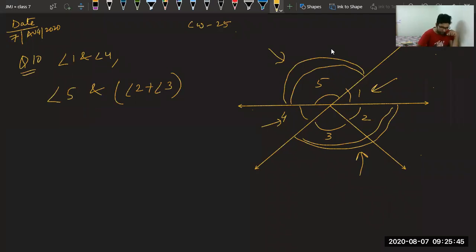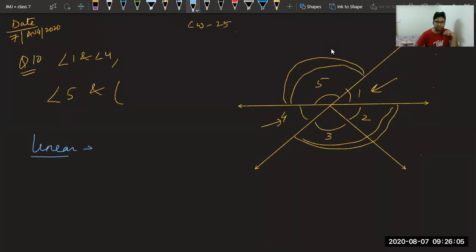Now please help me. Which angles are forming linear pairs? Linear pairs are adjacent angles which are forming a straight line. If you see, 1 and 5 are forming a straight line, so angle 1 and angle 5 are the first one.